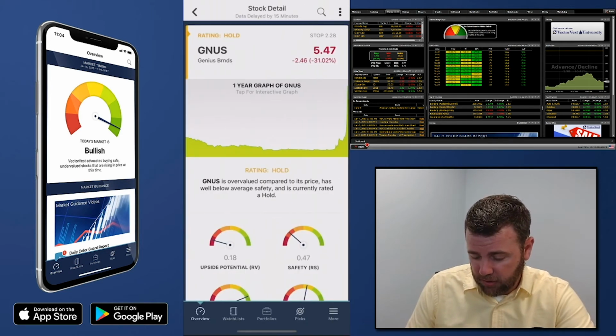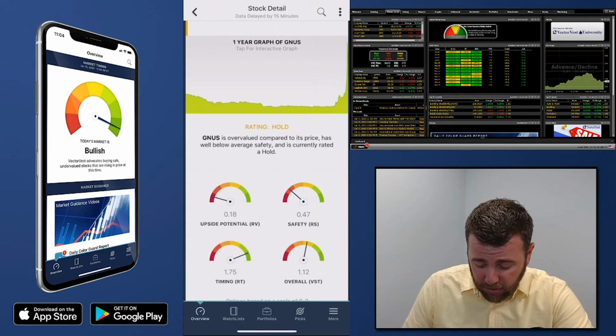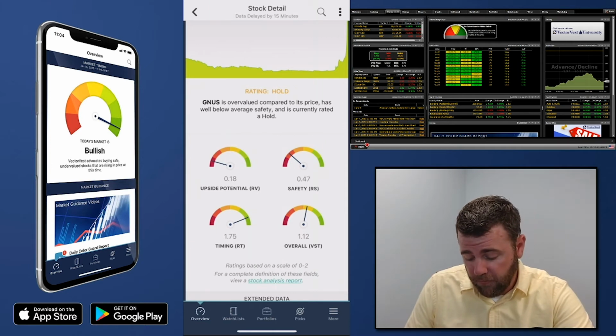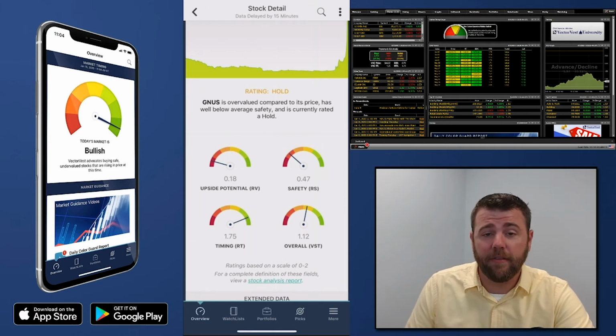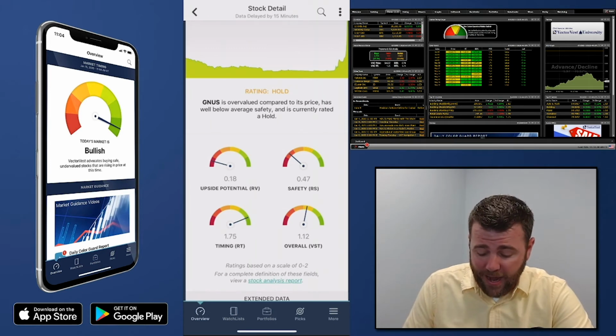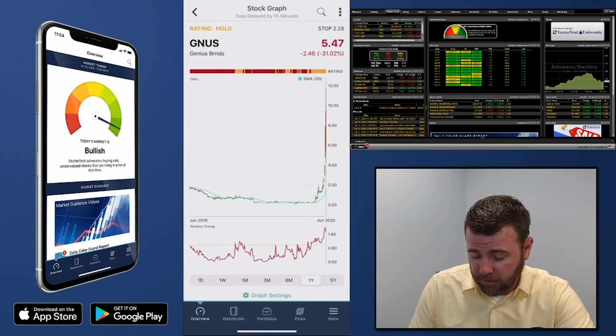GNUS, let's go ahead and take a look. All right, so GNUS, a speculative stock. You have poor long-term potential. You have a lot of risk with this stock, but you have high momentum. So overall, if you're a speculator, somebody trading intraday, this may be an opportunity for you, but if you're not, you're going to simply pass on this one.